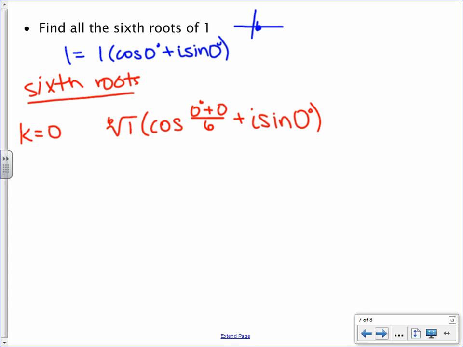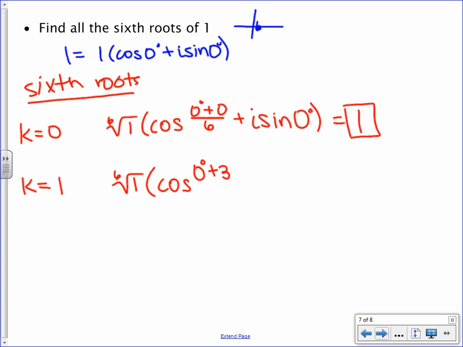So what's the cosine of 0? 1. So we have 1 times 1 plus 1 times what's the sine of 0? 0. All right. That's good. We knew we would get that for one of our answers. Okay. Let's talk about when k is 1. Then we have the sixth root of 1 times the cosine. Our original angle plus 360 times k divided by n.